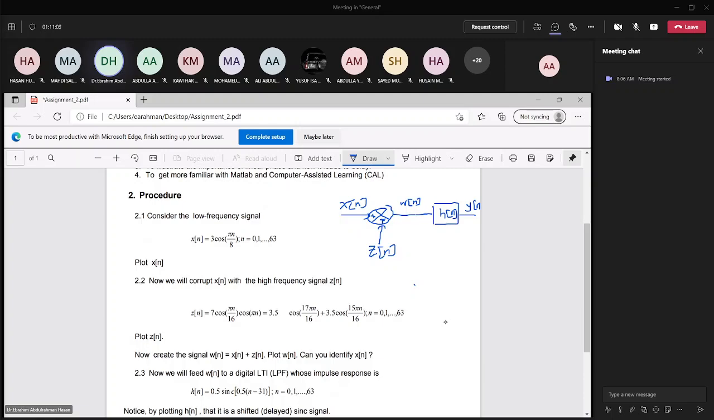How to find y of n, we need to use convolution. So y of n, keep in mind that it's equal to w of n convolved with h of n. Convolution is very easy, very easy. You have a vector of w, numbers like this, and h is a vector. In MATLAB it is just conv. The values w, h. That's all.